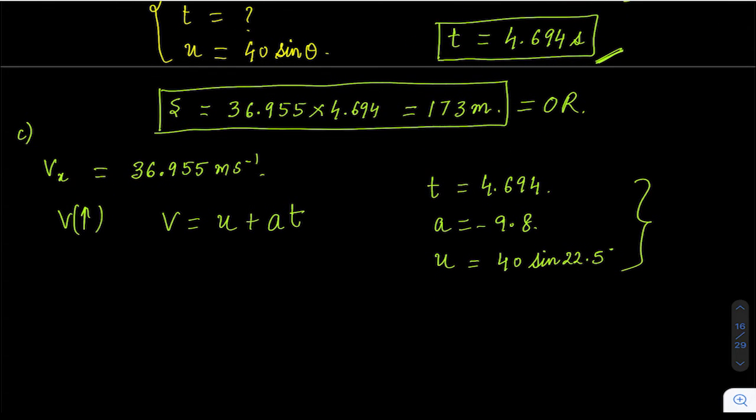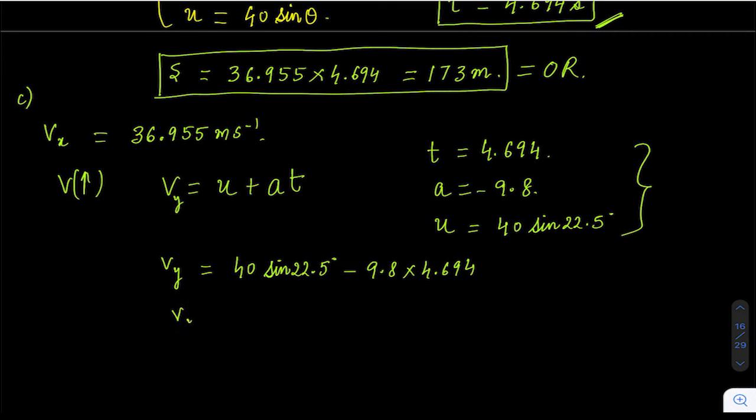Let's substitute and let's find the value of velocity in y direction. So Vy will be equal to 40 sine 22.5 degrees approximately minus 9.8 into time, which is 4.694. So this will give me the answer as minus 30.693 meter per second.